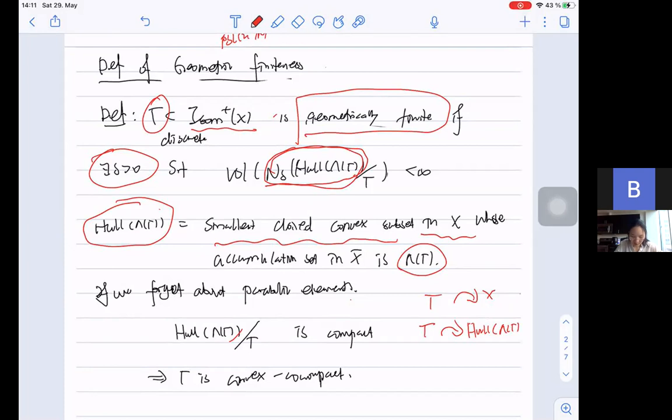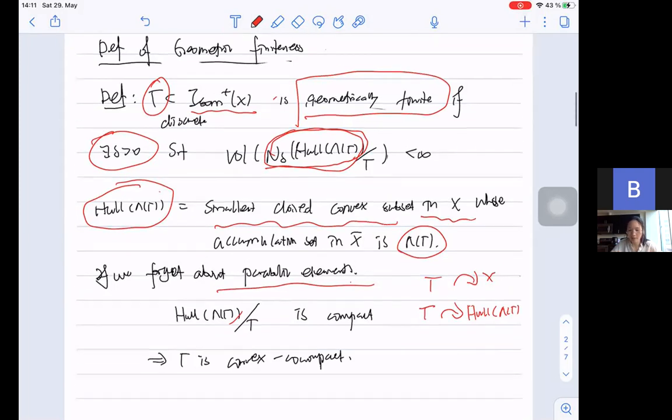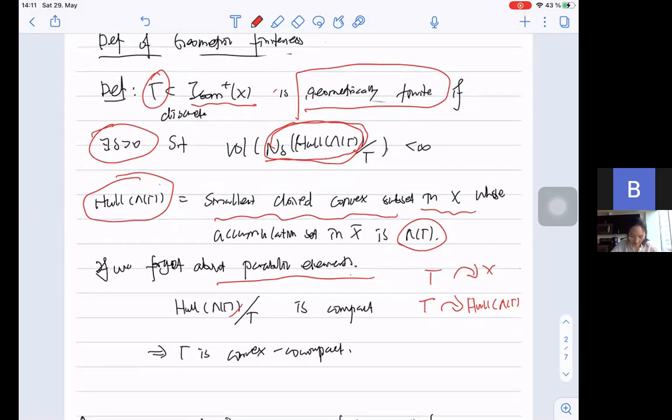If we forget about the parabolic elements, well, if you're familiar with the definition of a parabolic element, that's fine. If you're not familiar with it, you can just simply replace the parabolic elements with a translation by 1 unit. So if we forget about the parabolic isometries in our group gamma, then we can give a cleaner and neater way to say geometric finiteness. And actually, this is equivalent to saying it's convex co-compact.